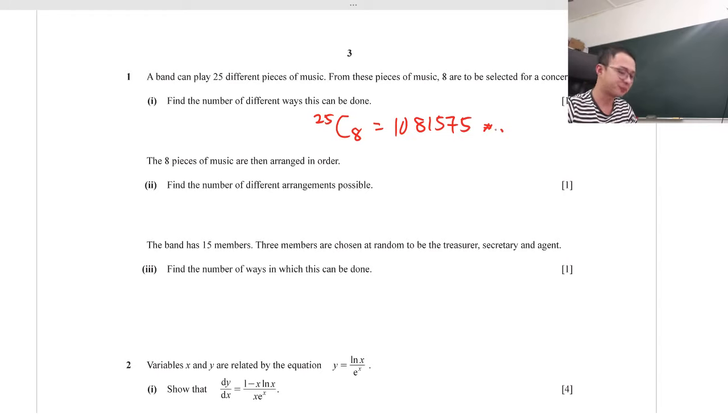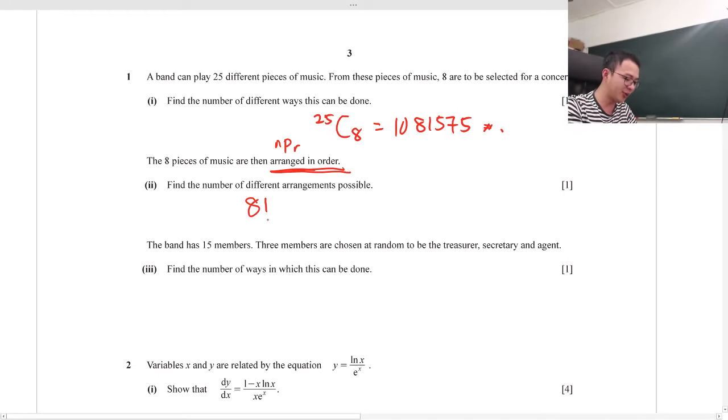Next, the 8 pieces of music are then arranged in order. Whenever you see arranged in order, you know you have to use nPr. So find the number of different arrangements possible. If I were to arrange 8 different songs here, I can either do 8 factorial or 8P8, arranging all 8 songs, and both should give you the same result. You can use either one. You will get 40320. So it should be quite easy.